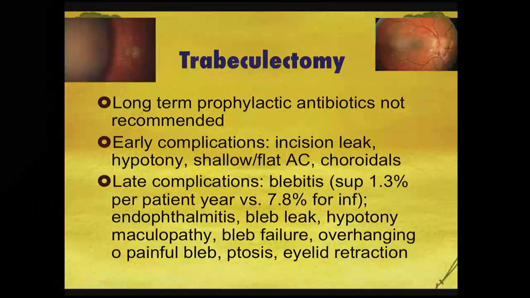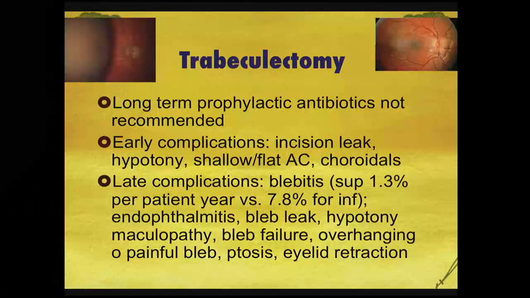After a trabeculectomy, one wants to look for an incision leak. Those can actually lead to early failure of the surgery. You want to look for hypotony, shallow or flat anterior chambers, which are not good for the cornea, and then for choroidals. Late complications, blebitis, there's a risk of about 1.3% every year.